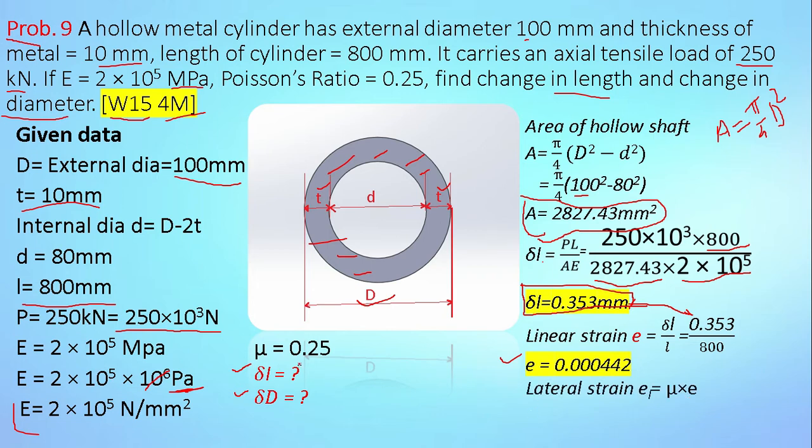We know the formula for lateral strain, or the formula for Poisson's ratio. Poisson's ratio mu is equal to lateral strain divided by linear strain. So for finding lateral strain, this E goes here. Therefore, lateral strain EL is equal to mu multiplied by linear strain. Put values of mu and linear strain: 0.25 multiplied by 0.000442. This gives lateral strain equal to 0.0001105. So this is a unitless quantity.